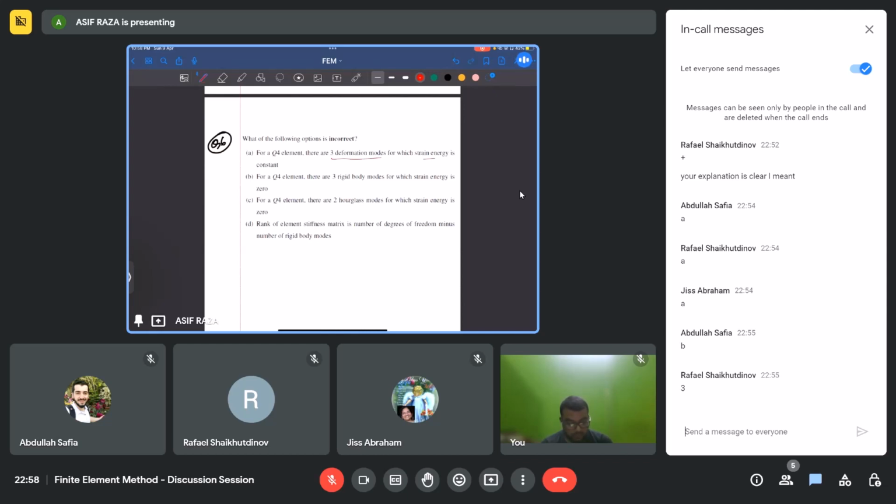Second option is for a Q4 element, there are three rigid body modes for which strain energy is zero. Third, for a Q4 element, there are two hourglass modes for which strain energy is zero. And fourth is the rank of the element stiffness matrix is the number of degrees of freedom minus the number of rigid body modes. So, out of these four options, which of the following options is incorrect?